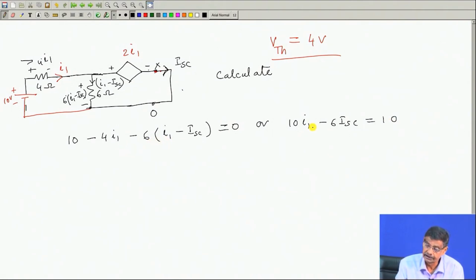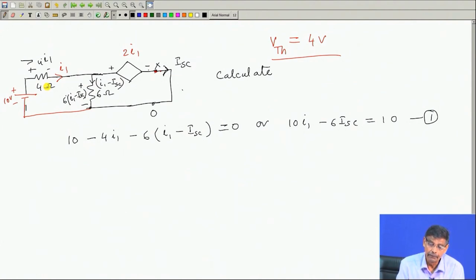So, plus 10 I 1, minus 6 I_sc, plus 6 I_sc this side, minus 6 I_sc, and 10 I keep it there. So, this is equation 1. You have to do this carefully. So, this is the KVL equation in this loop.